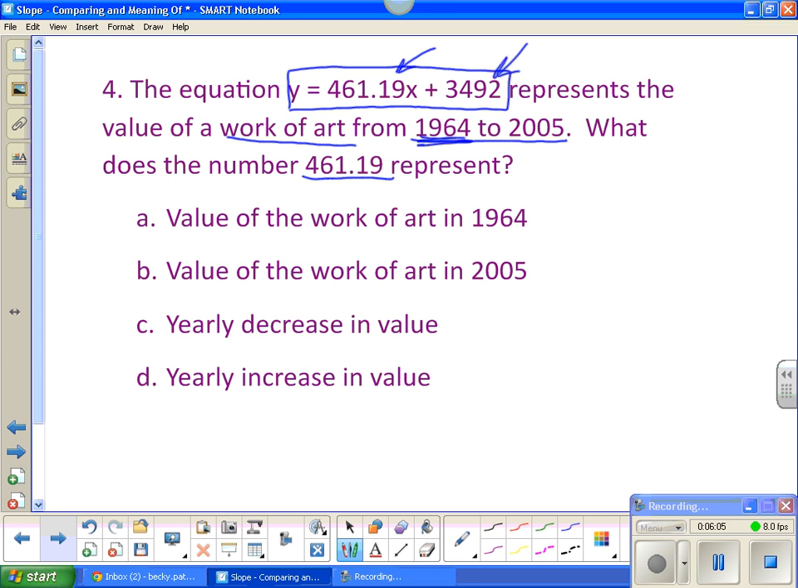And it says, what does this number represent? So I need to find something that says how much it's increasing in value. So A says the value of the work of art in 1964. No, that is that number right there. The value of the work of art in 2005. No, I don't know what that is. Yearly decrease in value. Well, that's close, but is the value of this work of art decreasing? And the answer is no, because my slope is positive. Yearly increase in value, yes.